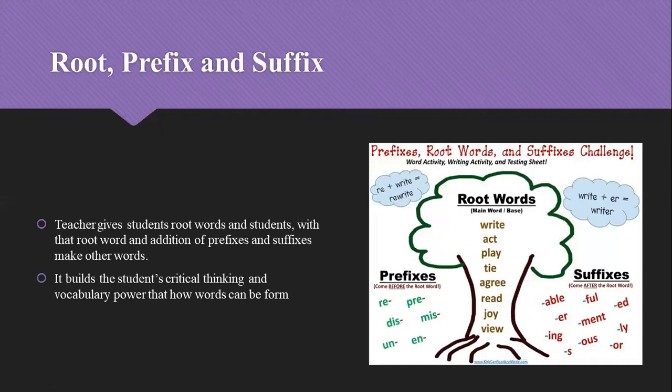And it is also an important activity about vocabularies: root, prefix, and suffix. The teacher should give students some root words, and alongside the root words, the teacher also gives some prefixes and suffixes. With the help of these prefixes and suffixes, students will form new words from the root words to build up their vocabularies. Next, sir.